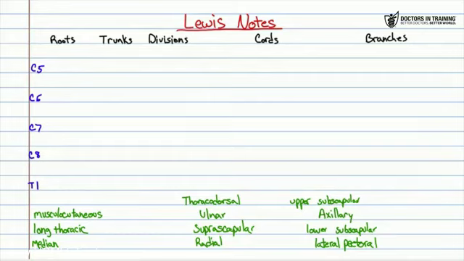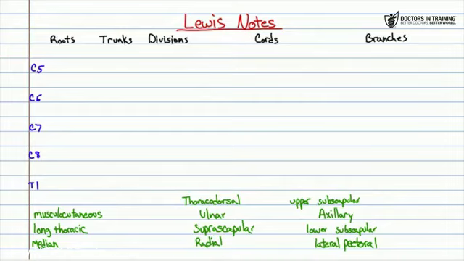I want you to set up your piece of paper, put at the top: roots, trunks, divisions, cords, branches. Randy Travis drinks cold Coors beer. Sometimes the branches are referred to as the terminal branches, but we're just going to use branches here. And then on the left side, we have C5, C6, C7, C8, and T1.